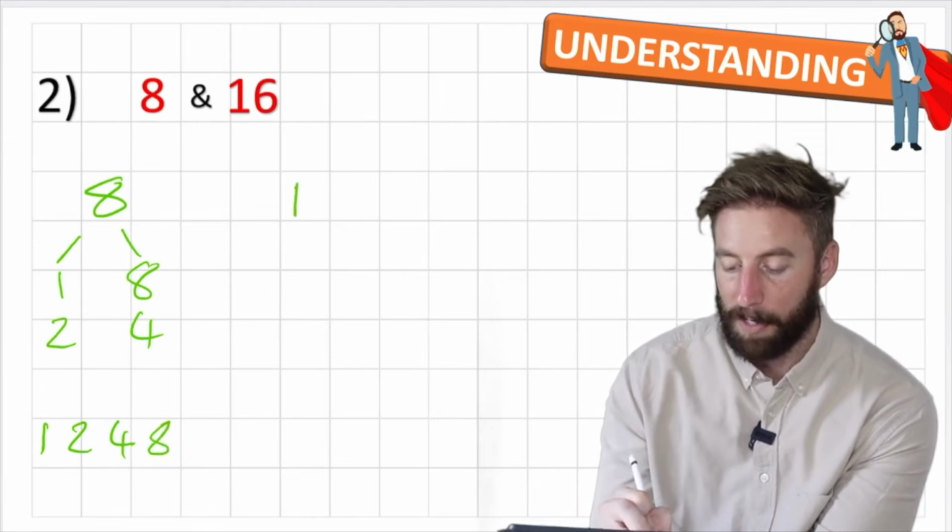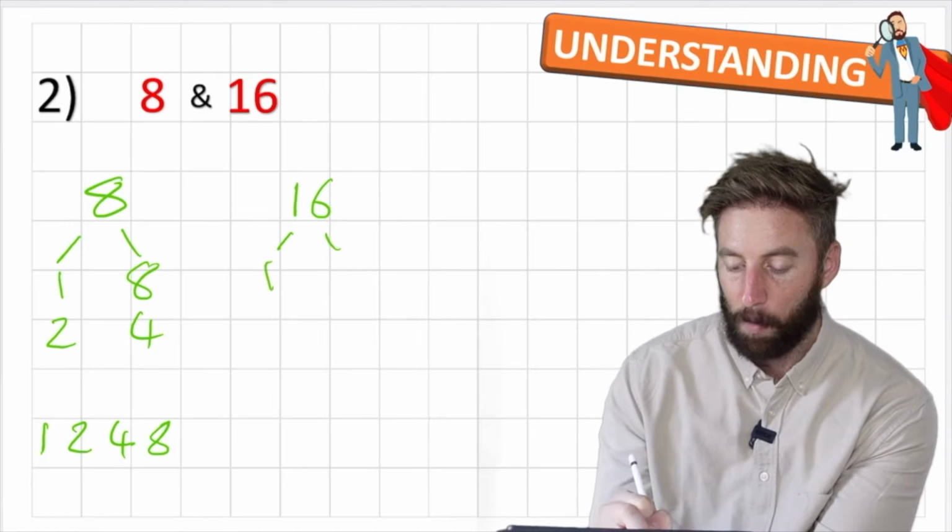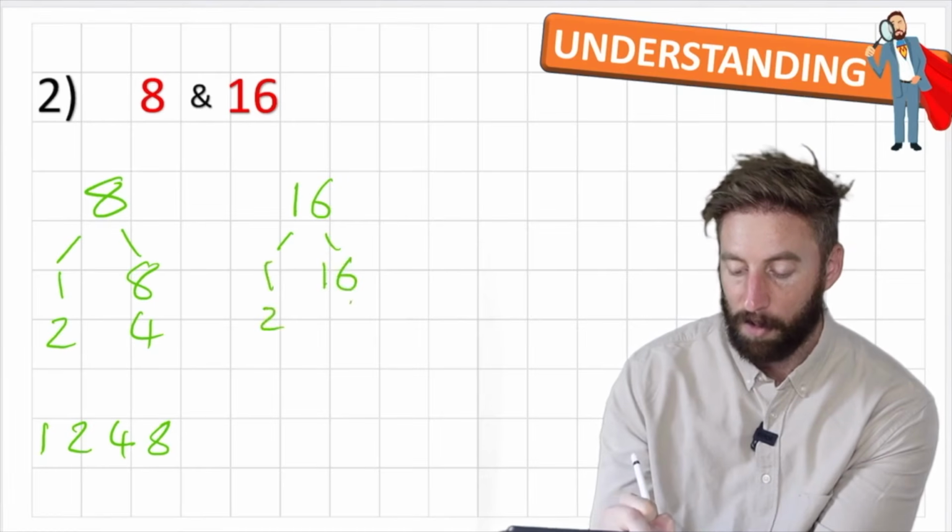Awesome. Now let's look at my factors of 16. I have 1 and 16, 2 and 8, 3.